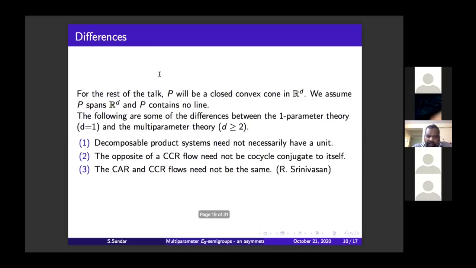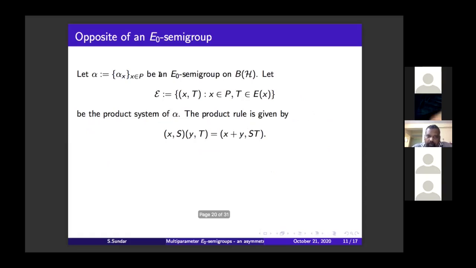What do I mean by the opposite of a CCR flow? What is the opposite of an E0 semigroup? Alpha is an E0 semigroup. I look at its product system. E_x is the space of intertwiners. I look at the disjoint union, which is E. That is the set of all (x, t), where x is in P and t is in E_x. That is the product system of alpha.